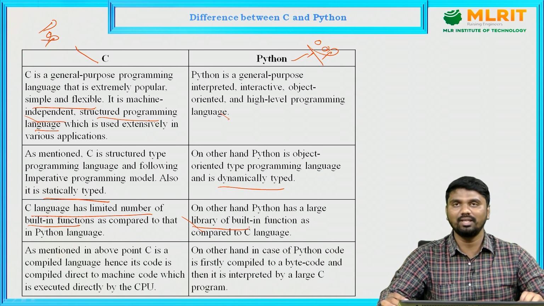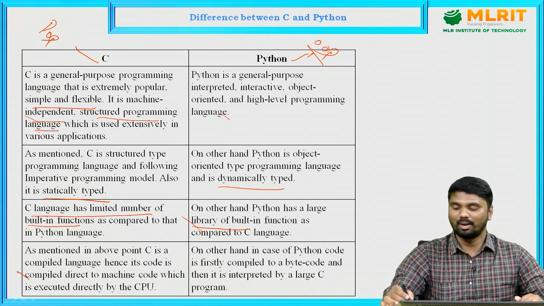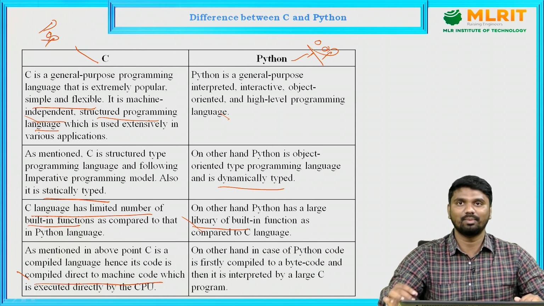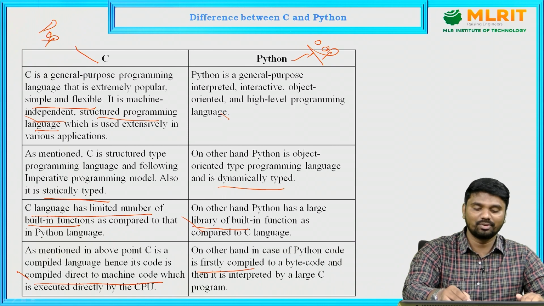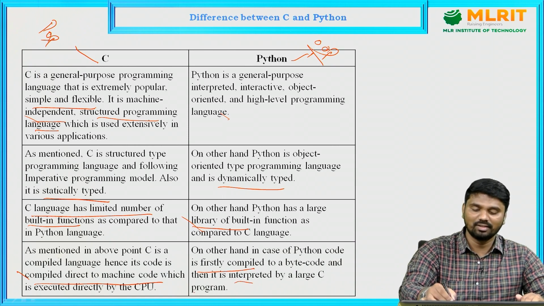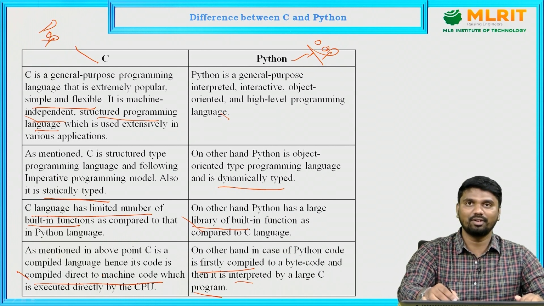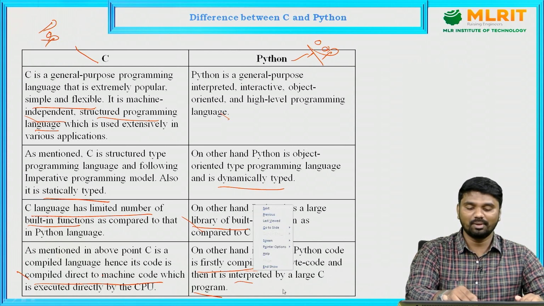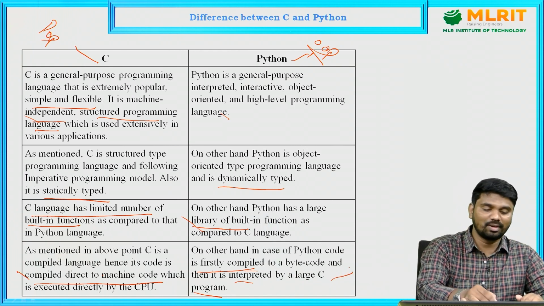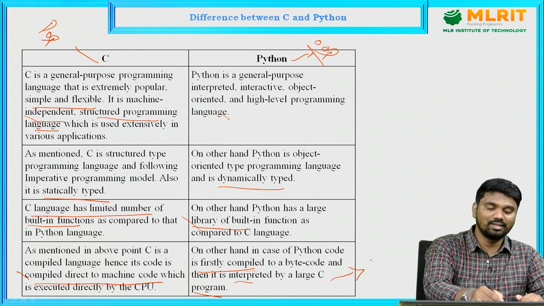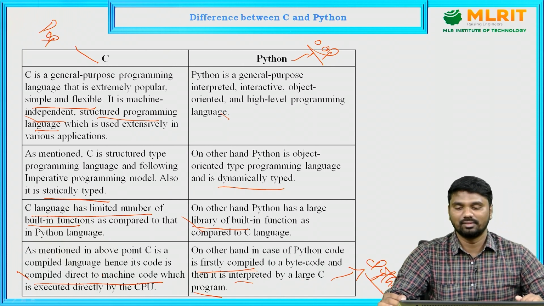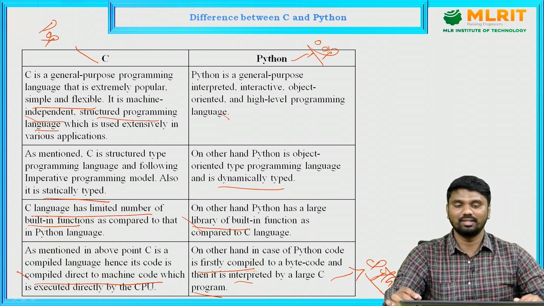We can see so many modules are there in the Python library, and mainly, as mentioned above, C is a compiled language, so it is compiled directly to machine code and executed directly by the CPU. On the other hand, Python is first compiled to a bytecode and then interpreted by the C program. So that is the difference between C and Python. In Python, we first compile the bytecode and then it is interpreted by the C program. That's why, as we discussed, Python is known as CPython. So that is one of the differences between C and Python.